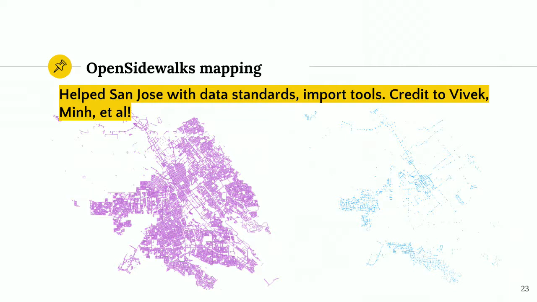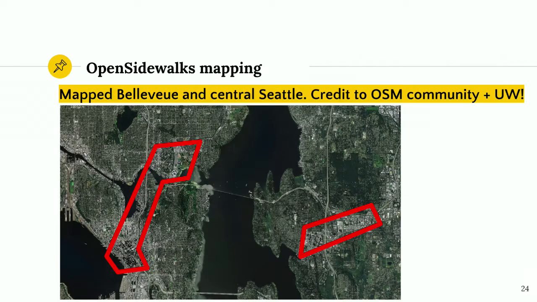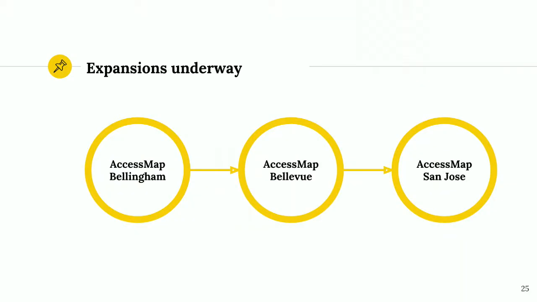So San Jose self-mapped using the tools that we provided. The entire city of San Jose has that mapping now. We've also mapped Bellevue as well as the central corridor of Seattle, which is why we now have an Access Map for UW. And we're doing more expansions. We have Bellingham coming up, and we're also going to expand to Bellevue and of course, San Jose.